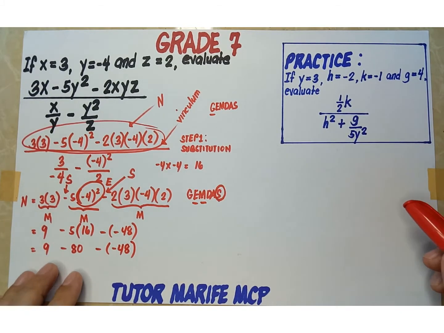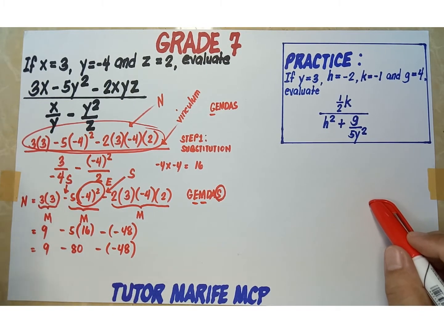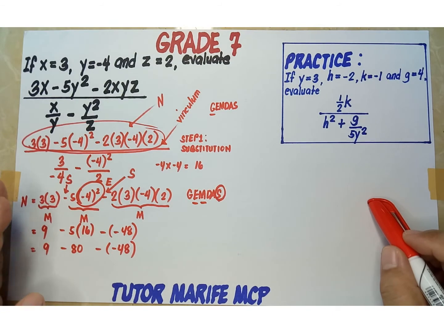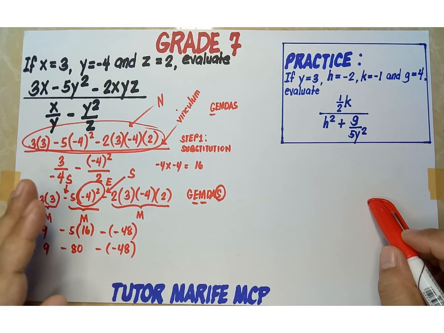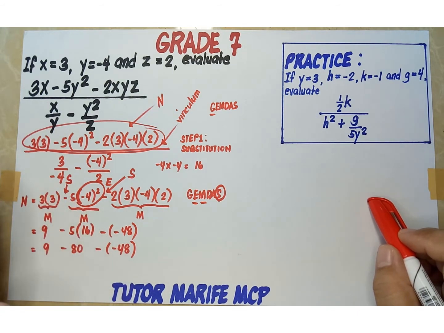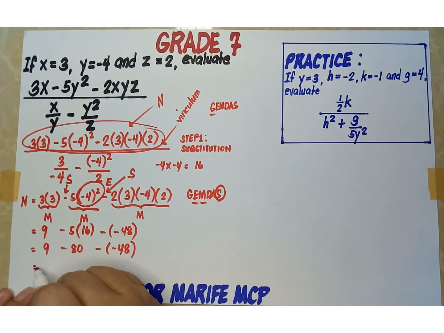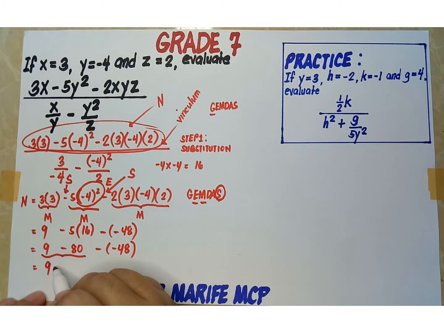Okay, so, ang last operation natin ay subtraction. We perform from left. So, para kang nagbabasa ng book. Pag nagbabasa ka, yung mata mo, nagsisimulang from left, going to the right side. So, eto muna, 9 minus 80. Ang 9 minus 80 ay the same sa 9 plus negative 80.